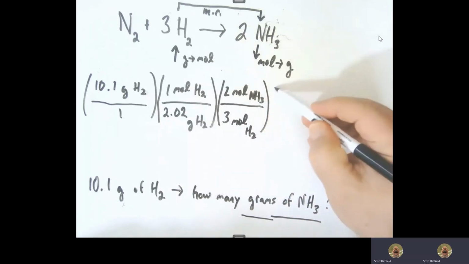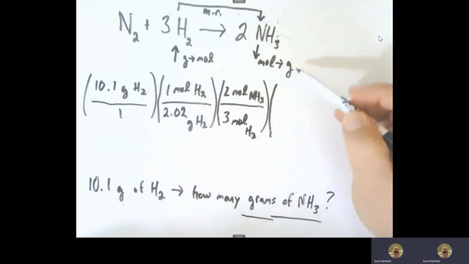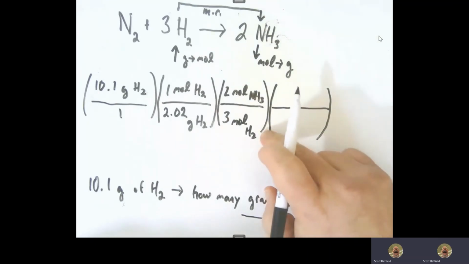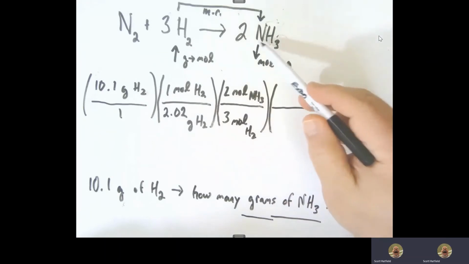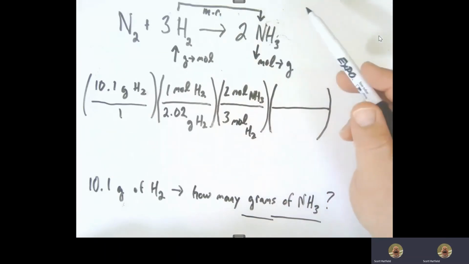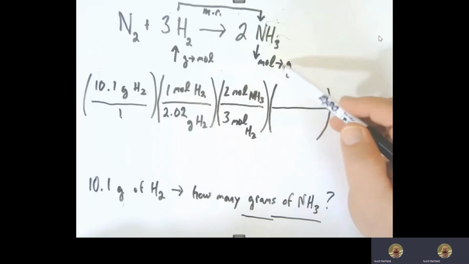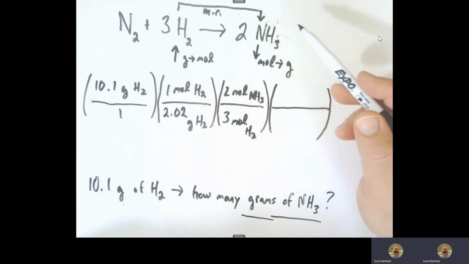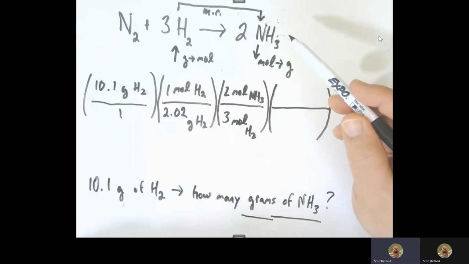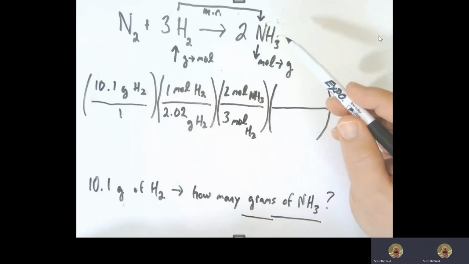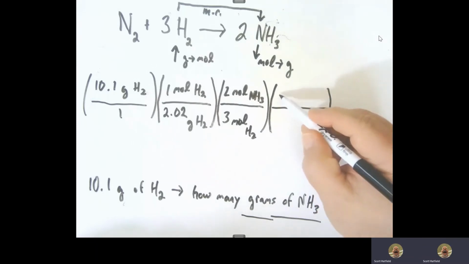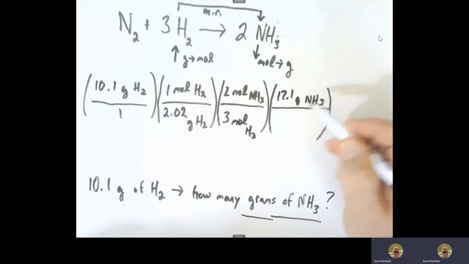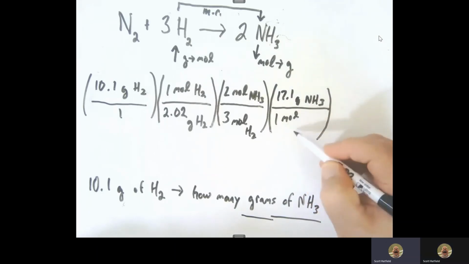Now for our last setup, we need to convert the moles of ammonia to grams. If we stop there, it would be a 2-step problem, but we're not going to stop there. And so if we look at this, this is 1 nitrogen, which is 14.07, and we have 3 hydrogens, which is about 3.03. So that turns out to be about 17.1 grams of ammonia for every mole of ammonia.